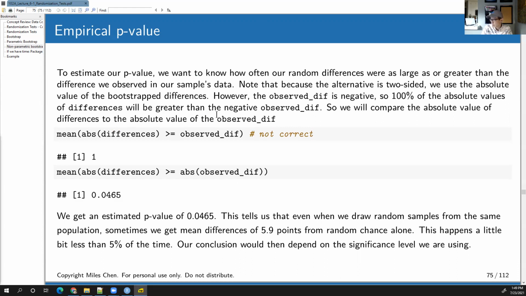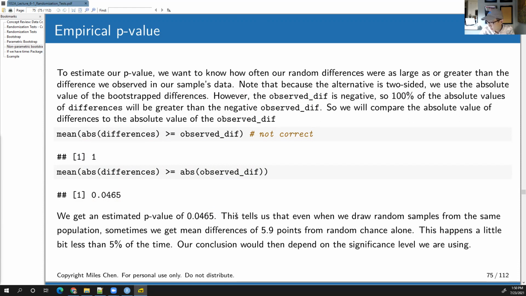Now, our observed difference is negative, so the absolute values of differences, because we're interested in positive and negative ones, are always going to be greater than the negative one. So you don't just do the absolute value of the difference greater than the observed difference. This is going to be 100% because our observed difference is negative. So we're going to say the absolute value of our vector of differences, how often is that greater than the absolute value of negative 5.9? And so we get an estimated p-value of around 0.0465.